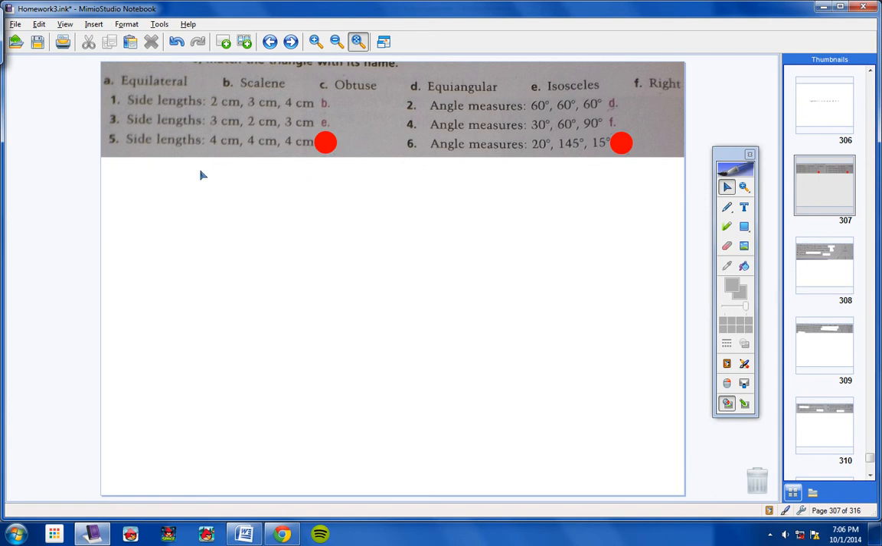Number 5, we have three sides that are congruent, a triangle that has lengths of 4, 4, and 4. We call that an equilateral triangle, letter A. And then lastly, we have a triangle that measures 20, 45, and 115 degrees. Notice one of the angles is larger than 90, and whenever you have a triangle in which one of the angles is larger than 90, we call that an obtuse triangle, which would be letter C, obtuse.